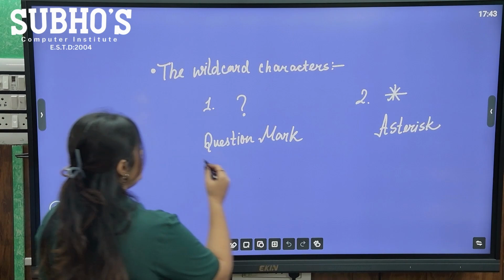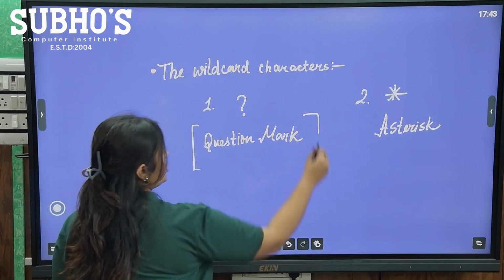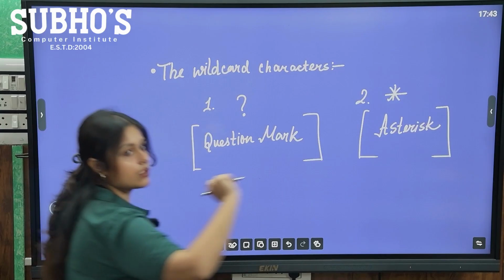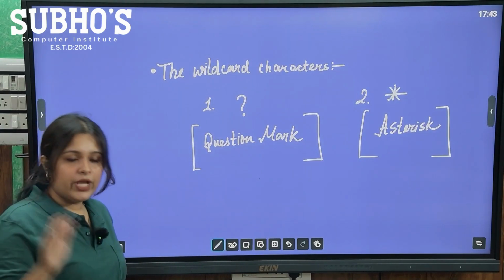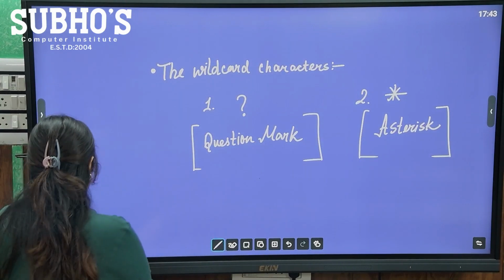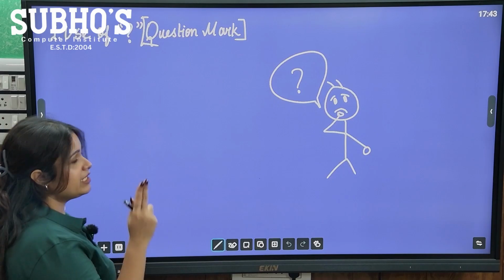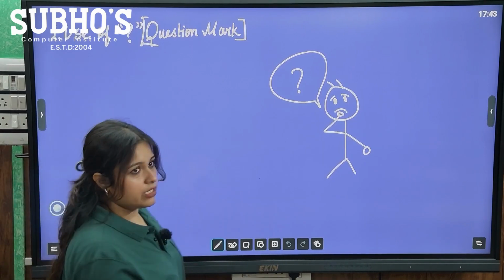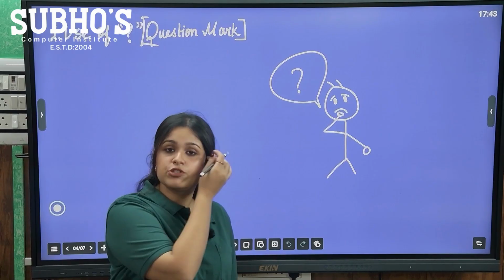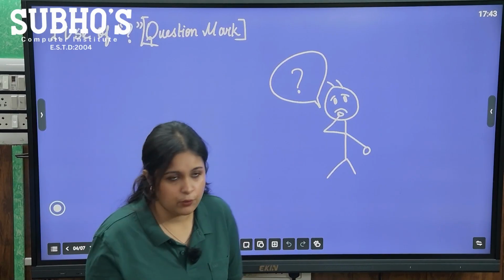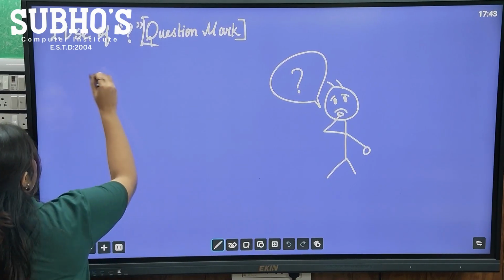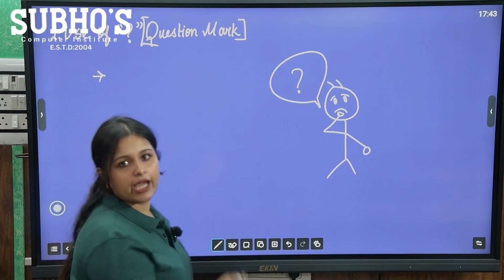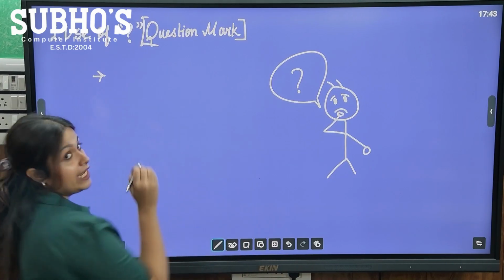Now, the first character that comes is the question mark and the second one is an asterisk. What is the meaning of this question mark? Both of them have a very distinct feature. Now, use of question mark, it is very important and something which you need to really understand well. Now, question mark, it specifically refers to a singular character or an individual character.